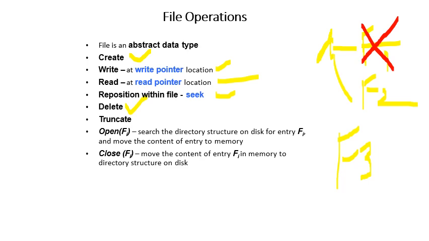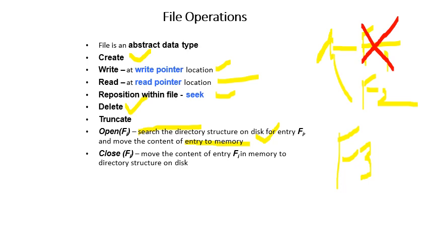Next, open file. As I discussed earlier, if you want to open a file, it first searches the directory structure, and from within the directory structure that file will be opened. It will be moved into the main memory, and memory space will be created for that file. Then the file is visible to us, and whatever changes are made to the file will be saved into the memory.